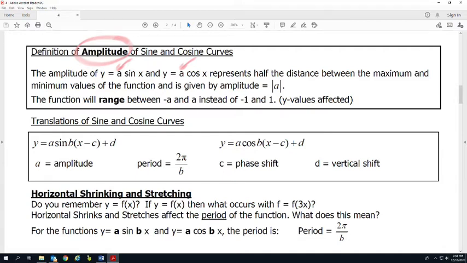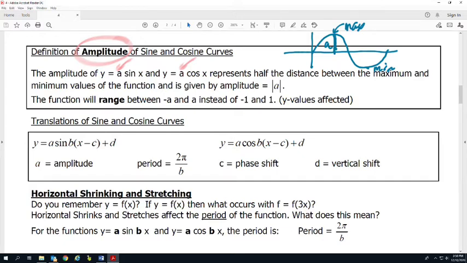So for example, if you had a graph, I'm going to draw what looks like a sine wave. This part right here is going to represent my amplitude. This is my max. This right here is my minimum. And halfway between them is this A that I've drawn right here. That's going to be your amplitude.